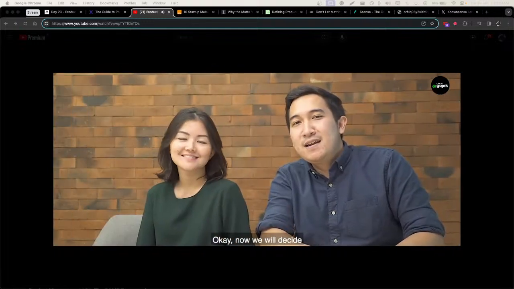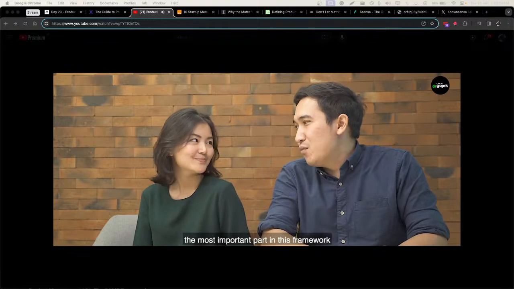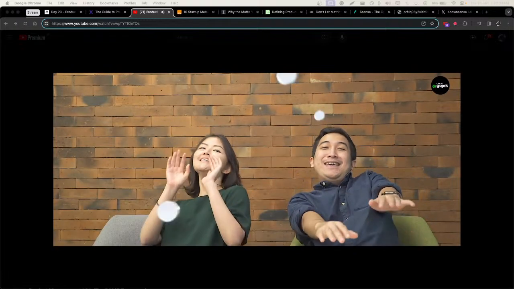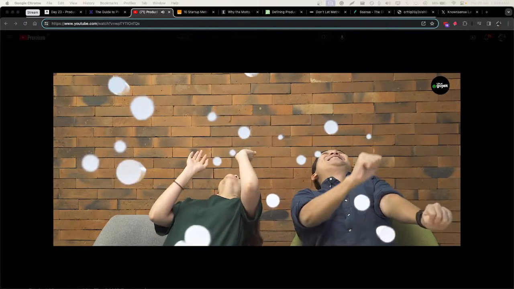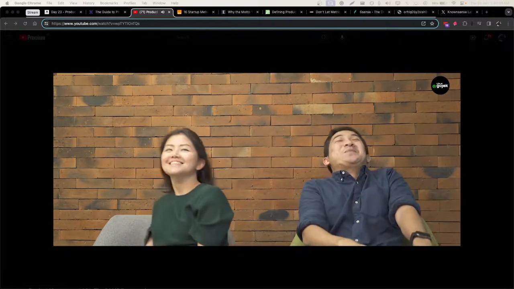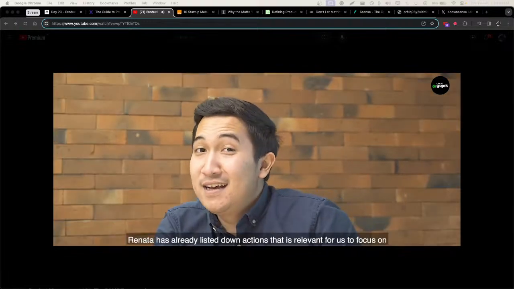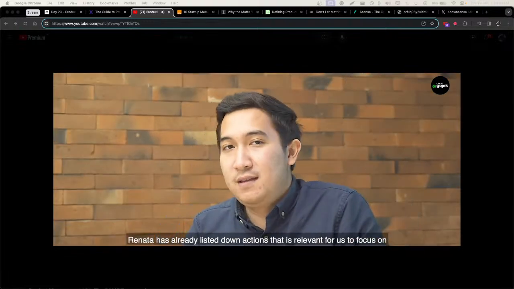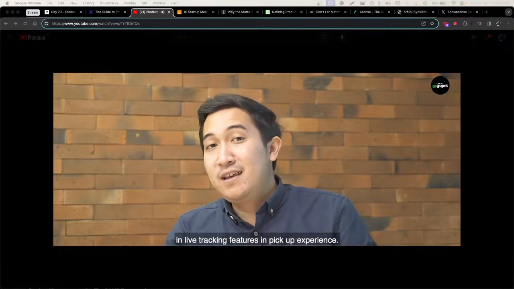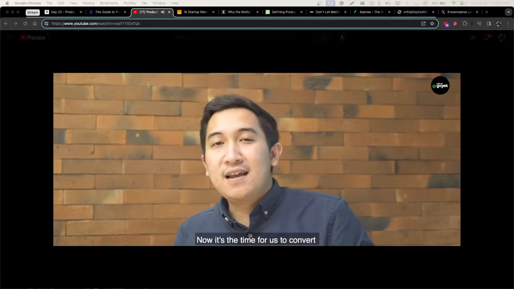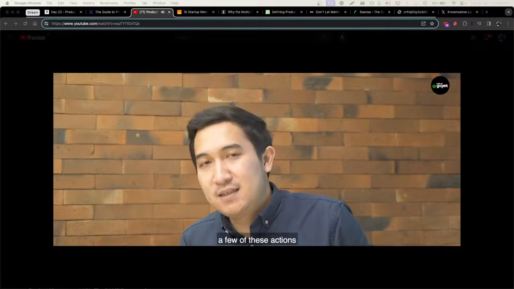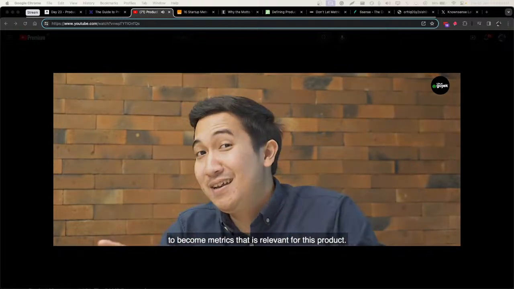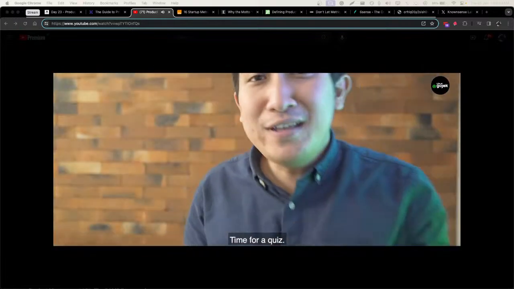Oke, sekarang kita akan decide bagian paling penting dari formula, which is M adalah metric. Nah, tadi kan Renata udah list down list of actions yang relevan buat kita fokusin di feature of tracking di pickup experience. Nah, sekarang waktunya kita converge beberapa action ini jadi metrics yang relevan buat produk ini. Oke, time for quiz time.